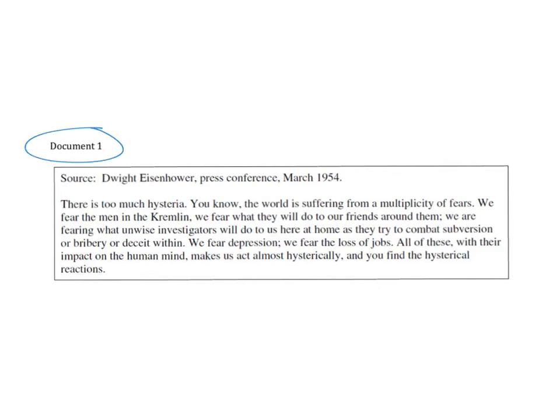And the reason is this document here, this press conference of Dwight Eisenhower, illustrates the various fears. So this gives you a lot of hints as to those Cold War fears to include. Obviously, we fear the men in the Kremlin. This is the Soviet Union. We fear what's going to happen in Europe, right? Our friends around them in Eastern Europe. For example, Berlin, in Hungary in 1956.